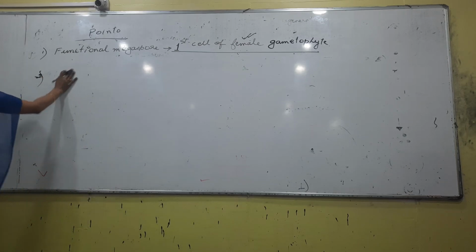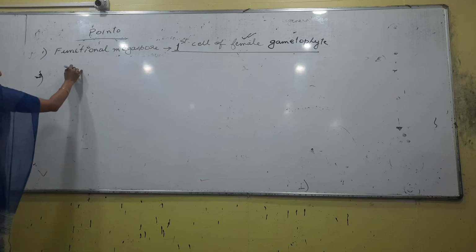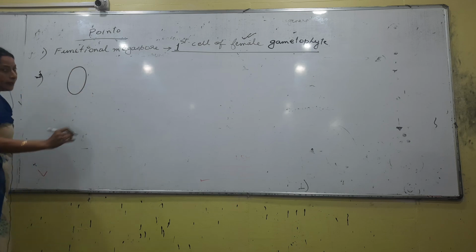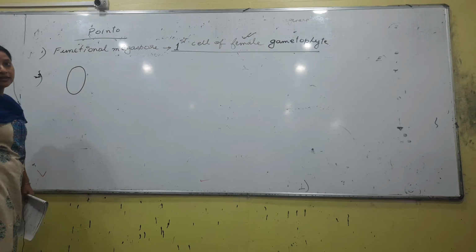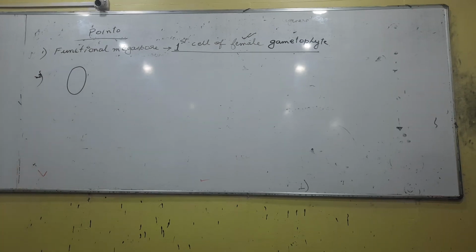Second is a diagram. Embryo sac. Female gametophyte. Gametophyte, the gamete bearing plant, is called a gametophyte. Which gamete are we talking about? Female gamete. The female gamete is also called the egg. The egg is inside the embryo sac.